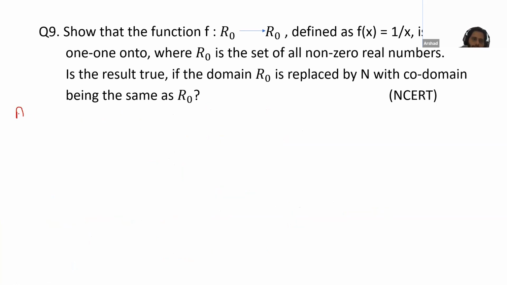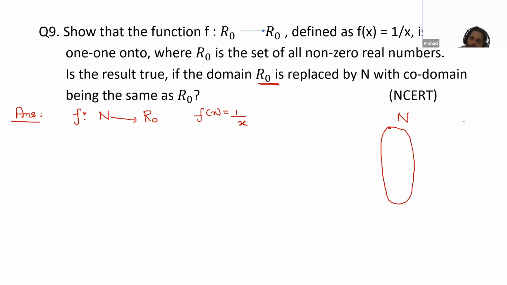Now, the second part. What they're saying is, is the result true if the domain R naught is replaced by N. So, what does this mean? We will have the same function, but the set will change from R naught to N. The function will remain the same, fx is equal to 1 by x. So we need to check whether this is still one-one and onto or not.